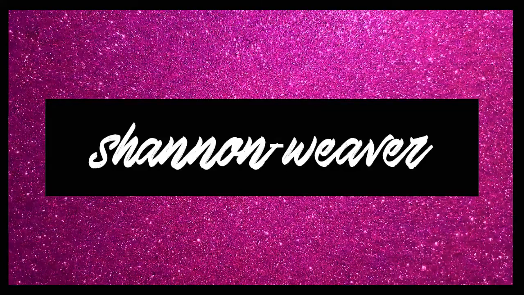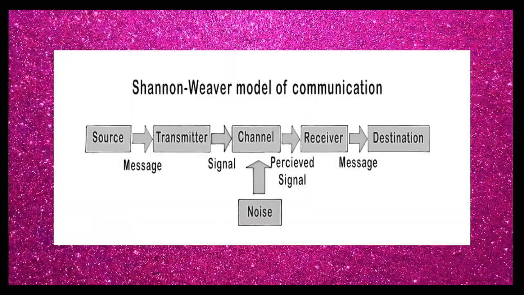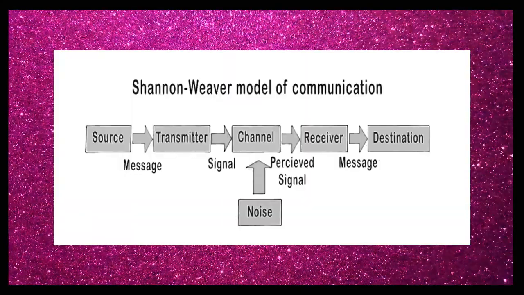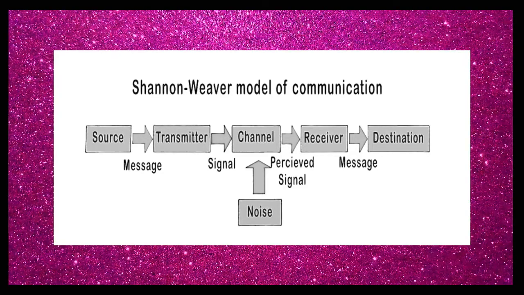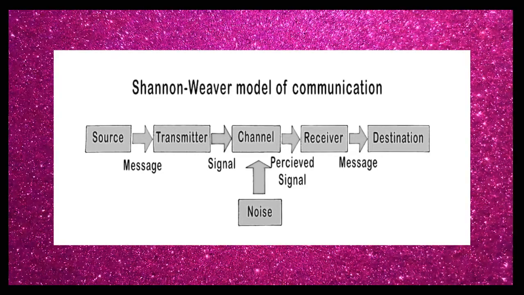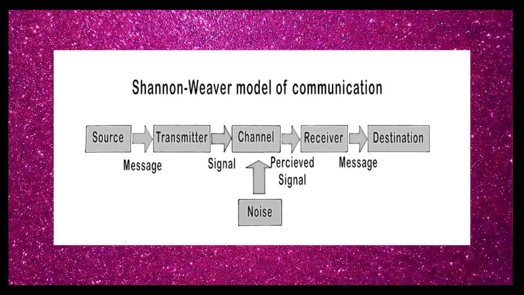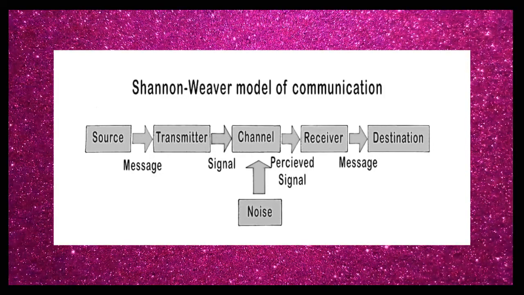The first one is the Shannon-Weaver model. From a source, the message is sent through a transmitter by a signal to a channel, which is perceived by the receiver for the message to get to its destination. The channel can be bothered by noise.